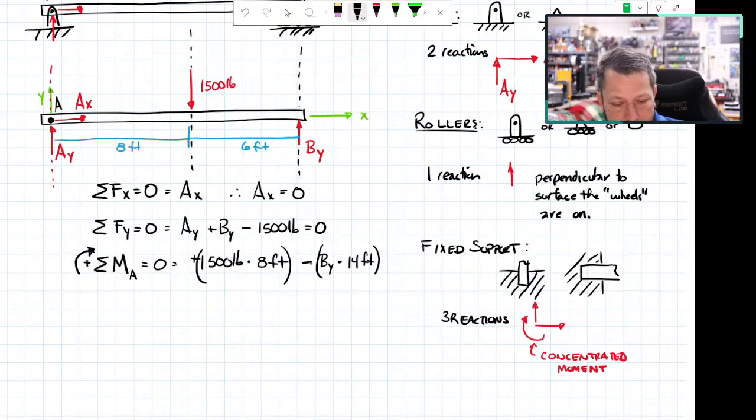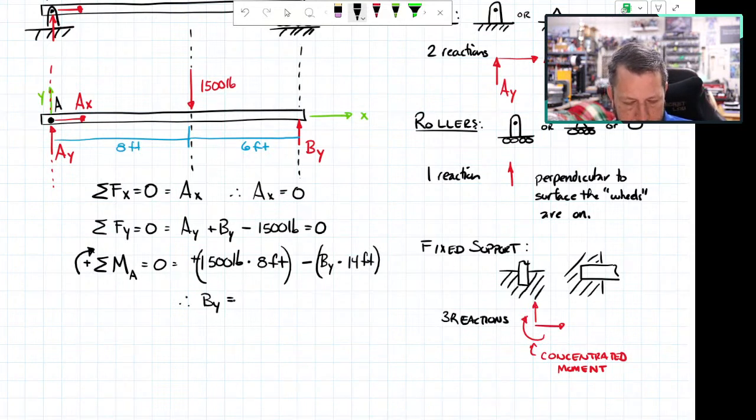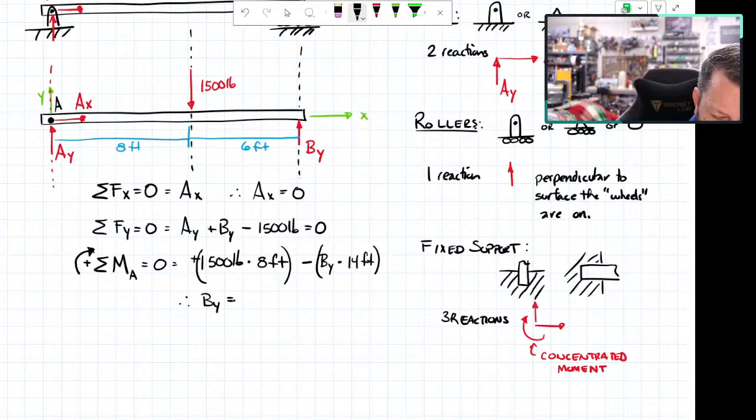So now this equation has one unknown and a bunch of constants. So I can solve this equation for BY. So let me get my calculator. BY, well, let's rearrange it. 1500 times 8. So let me do some intermediate steps here. So I've got 0 equals 1500 times 8 is 12,000. The units on that would be foot-pounds, minus BY times 14 feet.